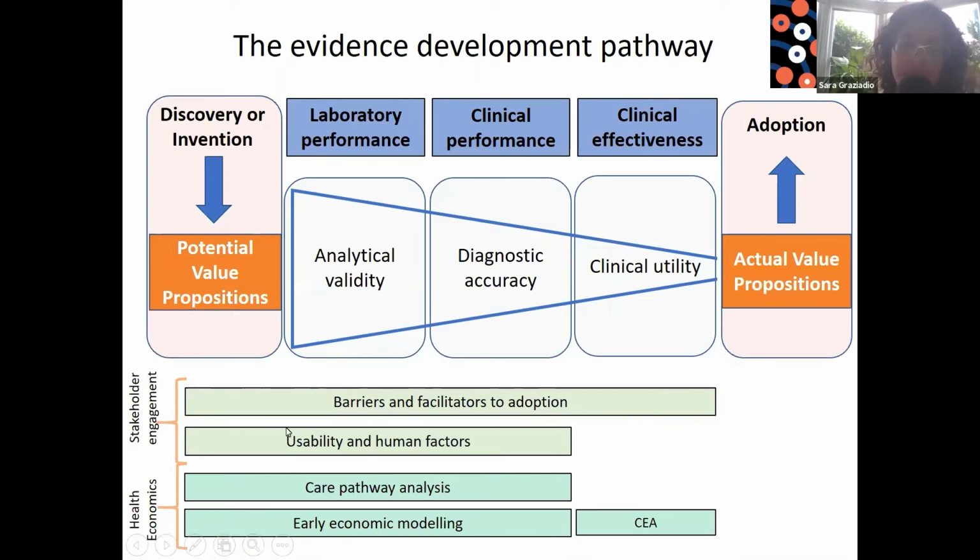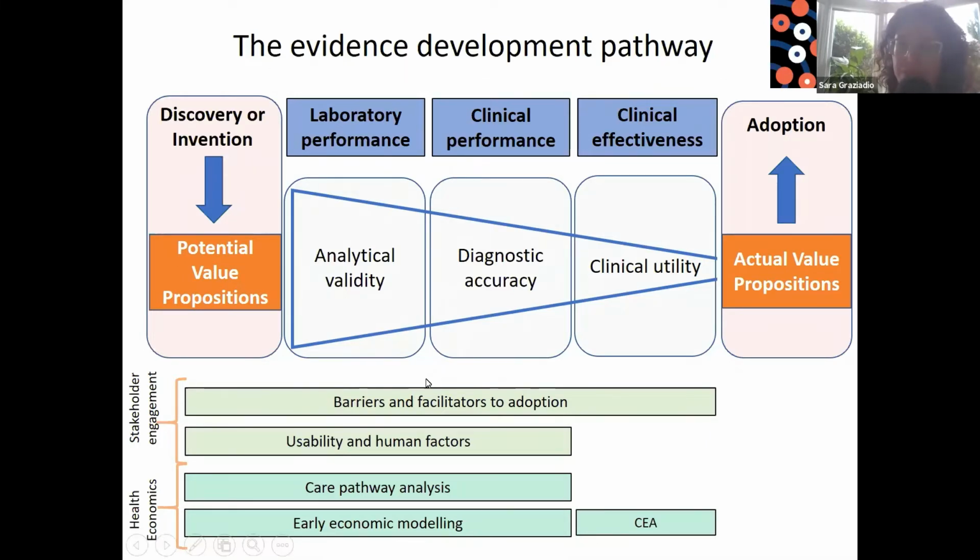Another point I wanted to bring your attention to is these studies here at the bottom. I'm not going to spend a huge amount of time on these, but it's to show you that the evidence you require to get to adoption is not just focused on the clinical studies. You need more than that. Some evidence is more qualitative, so it's linked to barriers and facilitators to adoption, usability, and human factors.